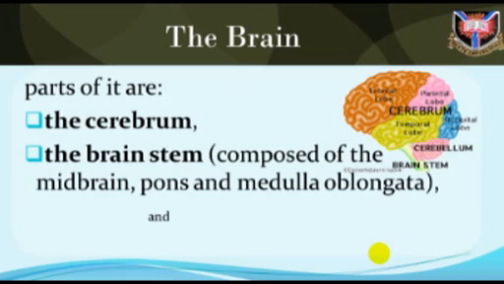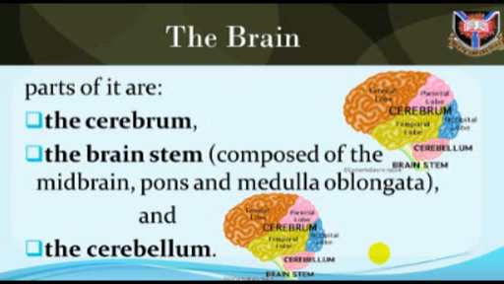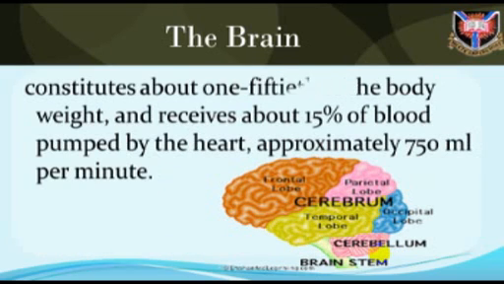The parts of the brain are the cerebrum, the brain stem (composed of the midbrain, pons, and medulla oblongata), and the cerebellum. It constitutes about 1/50 of the body weight and receives about 15% of blood pumped by the heart, approximately 750 ml per minute.